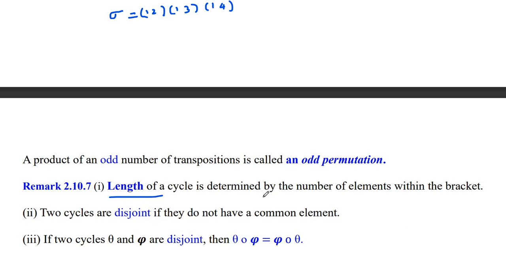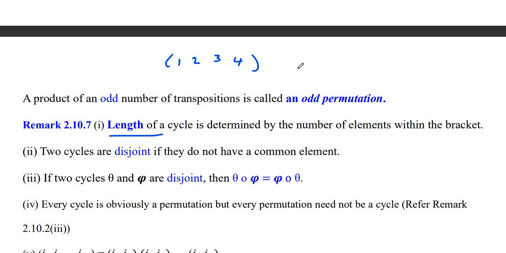Now the length of a cycle is determined by the number of elements within the bracket. So how do we say that? A length of 2 means you have only 2 elements. Suppose we have (1 2 3 4), like this, say. Then you have the length of this cycle to be 4 because there are 4 elements. So the length is determined by the number of elements written within the bracket.